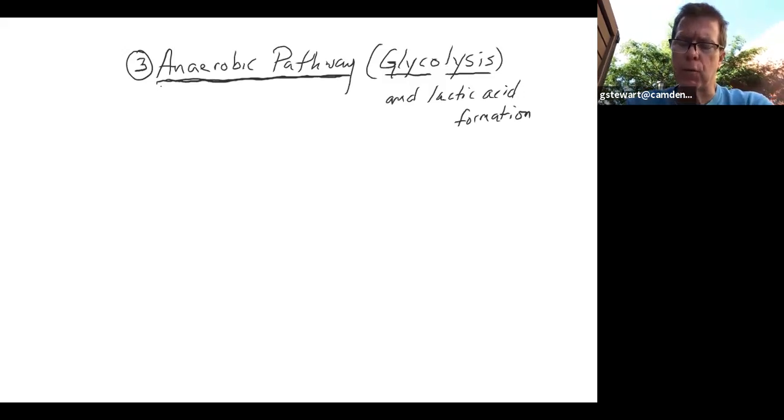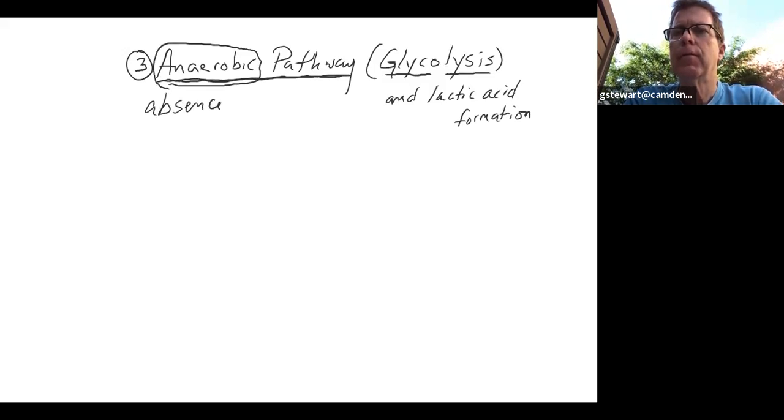So this process involves glucose breakdown from blood or glycogen stores in the muscle. This word anaerobic means in the absence of oxygen. So oxygen is not needed for this process.